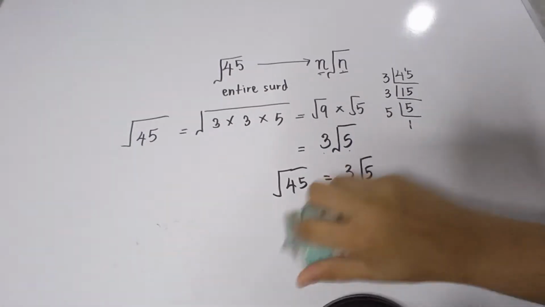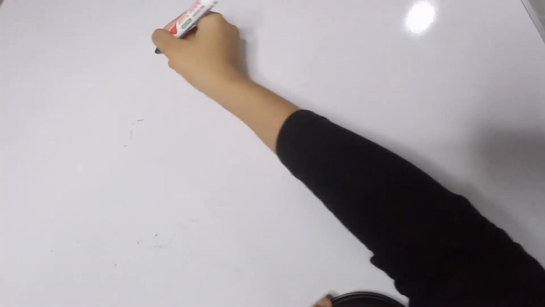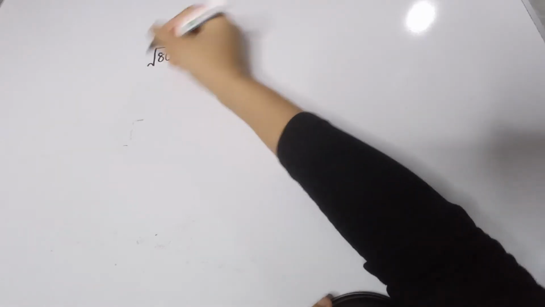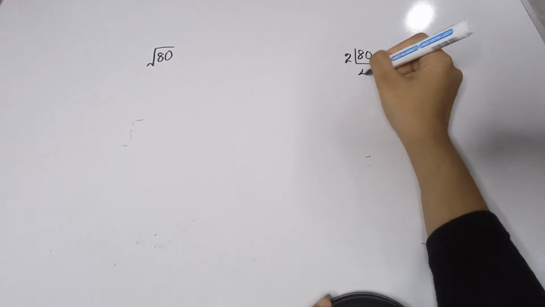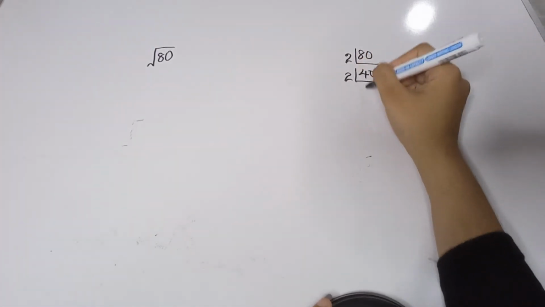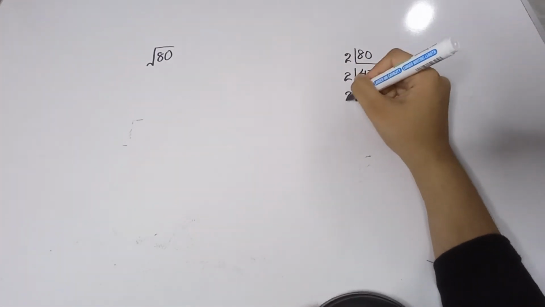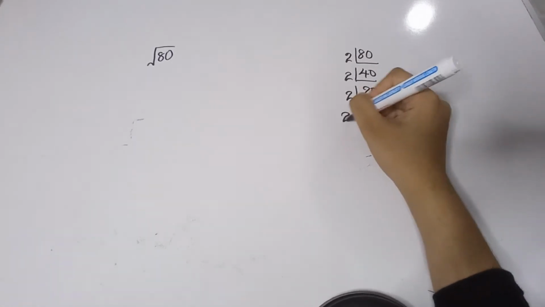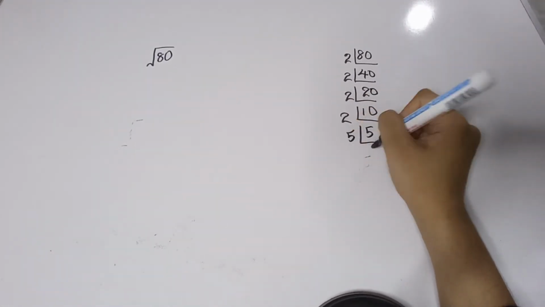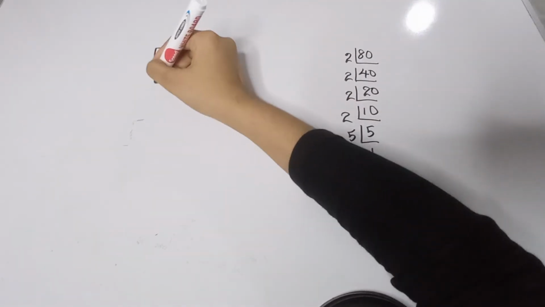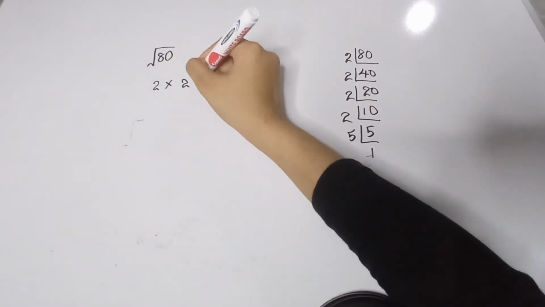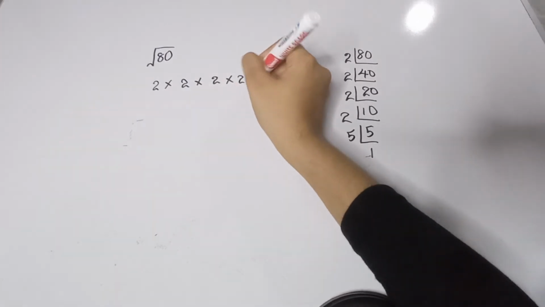Right, so let's see another example. Let's take another entire surd to convert into a mixed surd. So if I take, let's say, radical 80, I'm going to divide 80 by the prime numbers. First by 2, again by 2, again by 2, again by 2. Now 5 and 1. So I can write this as 1, 2, 3, 4, 2 into 2 into 2 into 2 into 5.